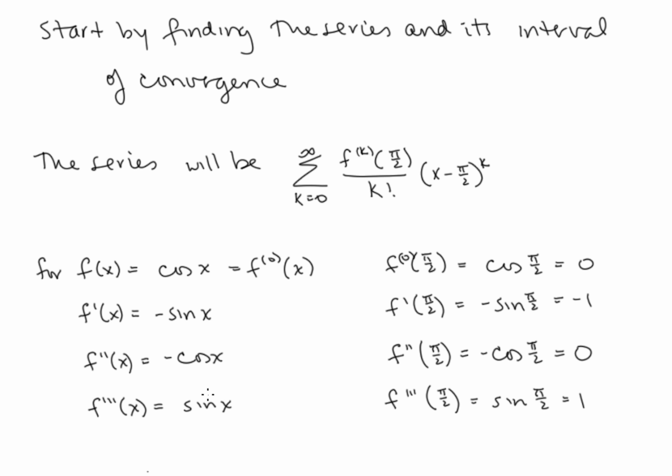we repeat this pattern. So we're centering our series at pi over 2, which means we need to evaluate these derivatives at pi over 2. So cosine of pi over 2 is 0, negative sine of pi over 2 is negative 1, negative cosine pi over 2 is 0, and sine of pi over 2 is 1. So these are going to be the coefficients that we get, and then we repeat this pattern.